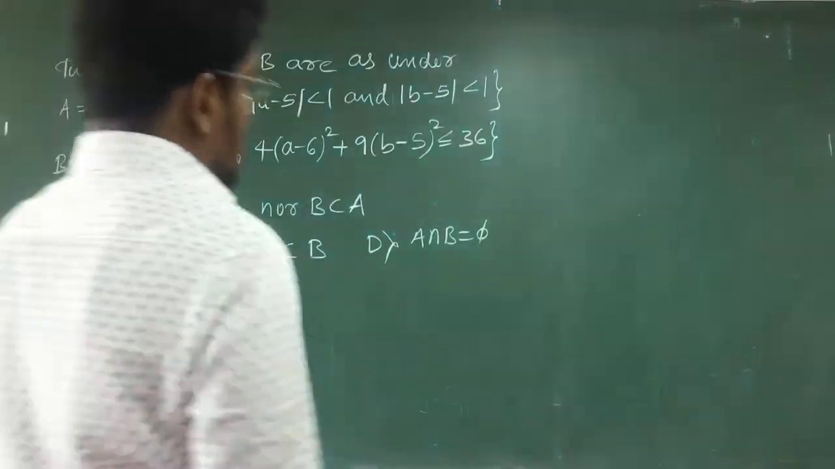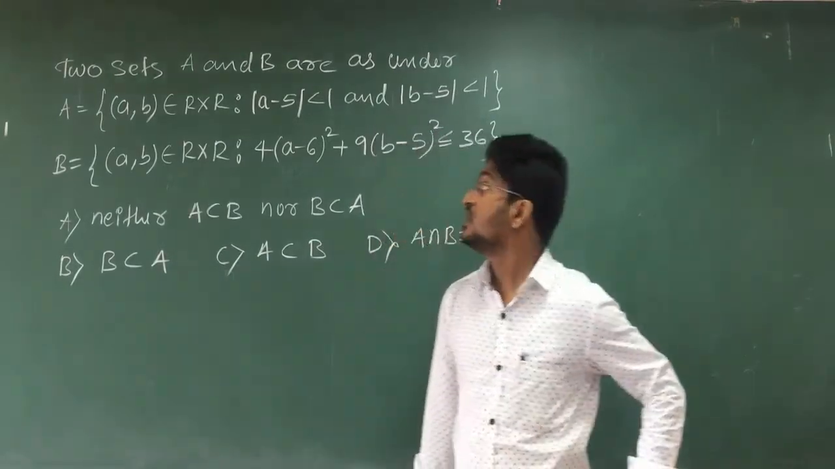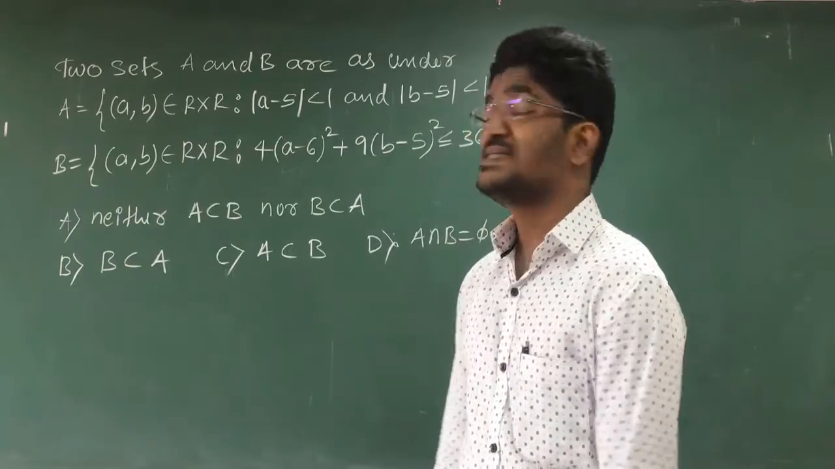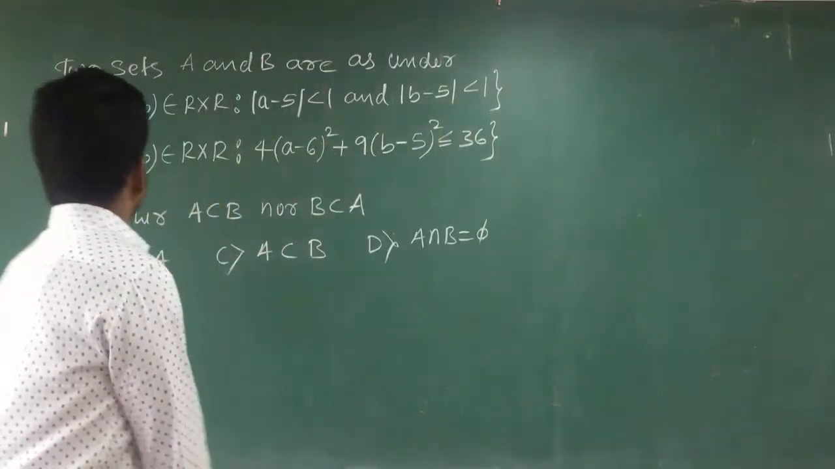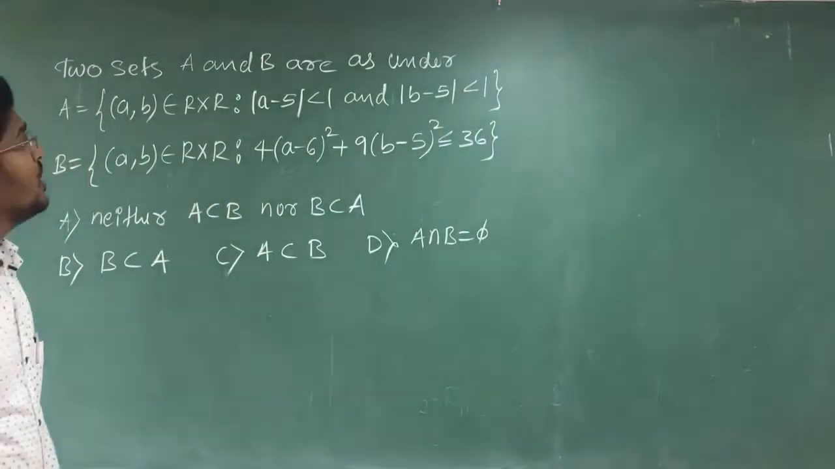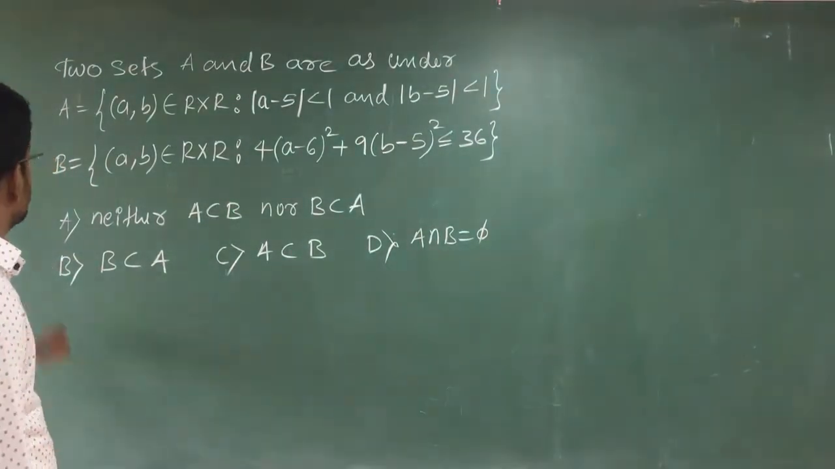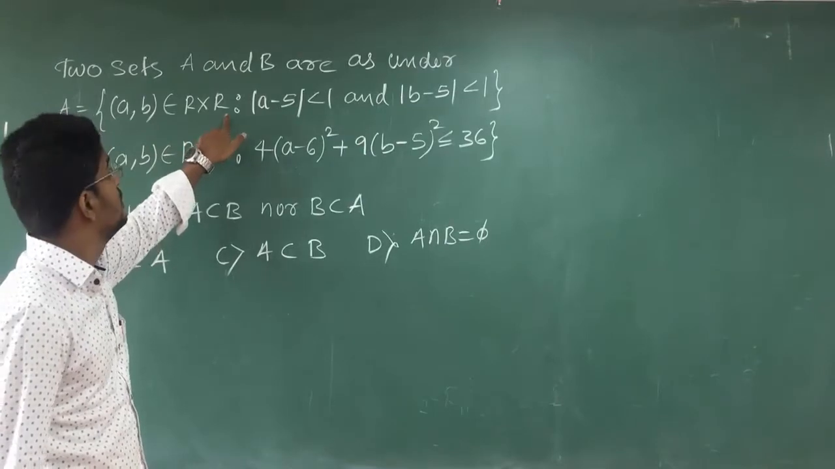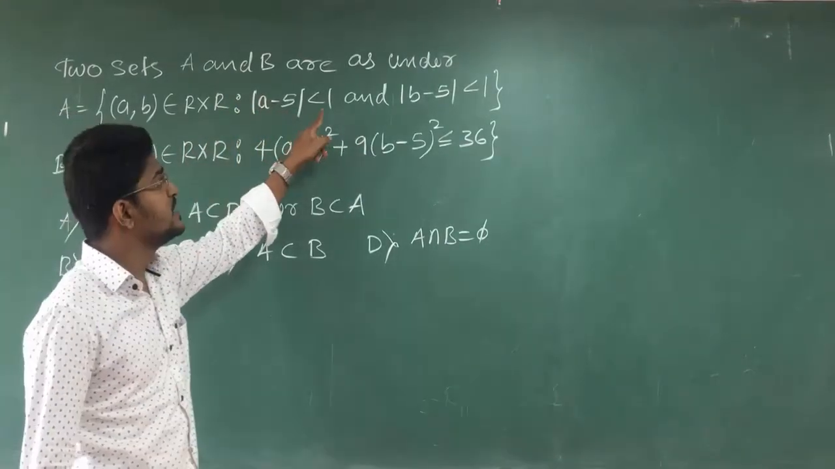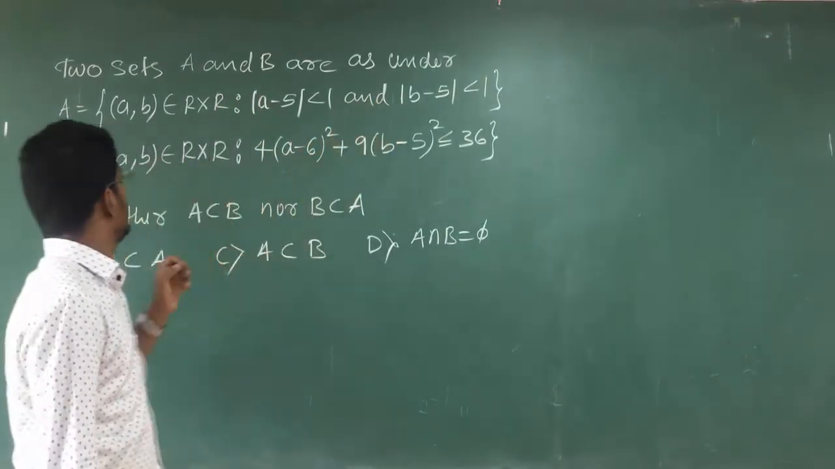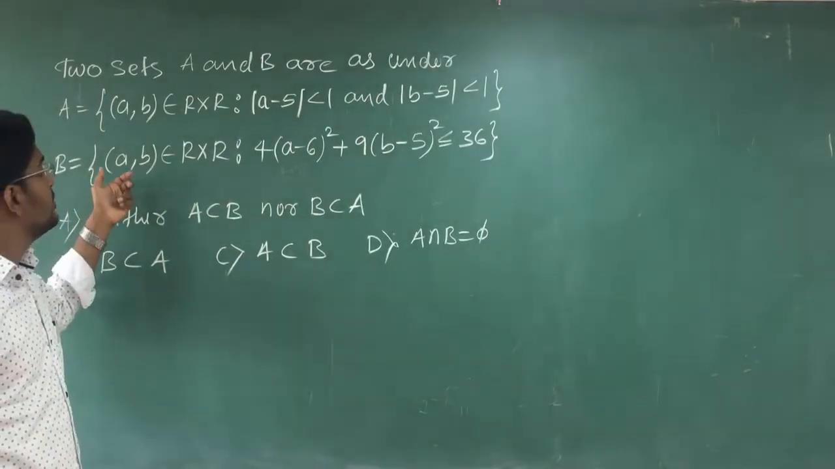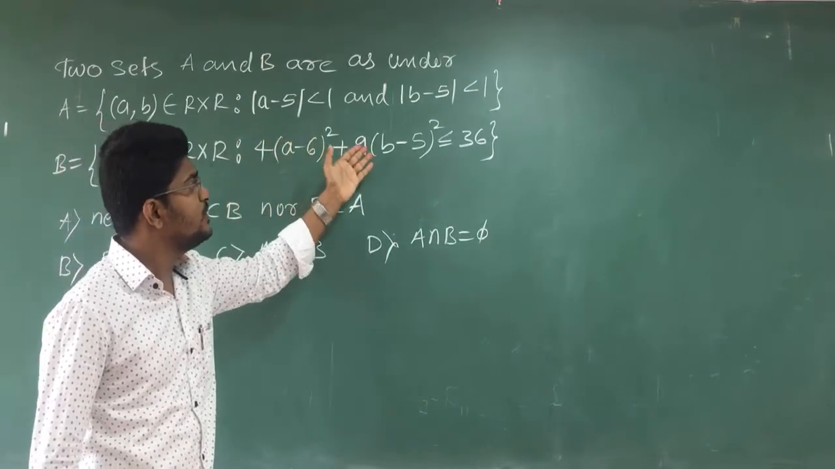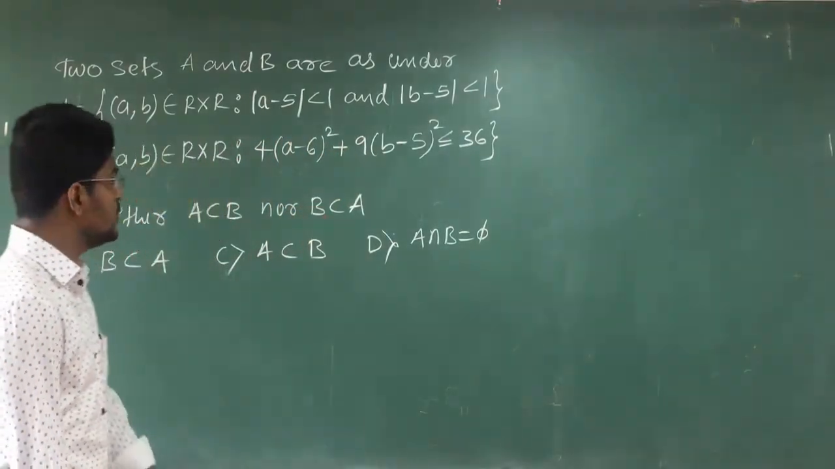Okay. Okay, students. So next, let us move to the questions. The question on sets. Clear? Okay. Two sets A and B are as under. See, A equal to set of ordered pairs (a, b) belonging to R cross R such that mod of a minus 5 less than 1 and mod of b minus 5 less than 1. B equal to set of ordered pairs (a, b) belonging to R cross R such that 4(a minus 6) whole square plus 9(b minus 5) whole square lesser than or equal to 36.